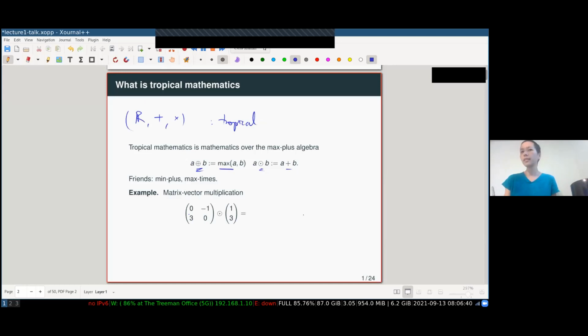we can still do things like linear algebra, right? So for example, here, if I have a matrix-vector multiplication, I can do it in just the tropical arithmetic. And let's see. So what does this come down to?